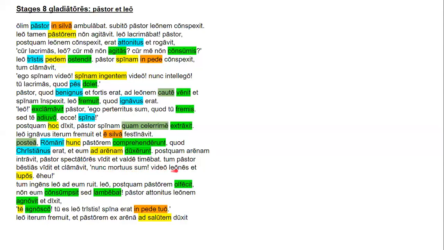Video leones et lupos. So video is the first person present tense verb from video, means I see. I am seeing. You can translate it either way. I see is probably better. Leones, it is accusative, third declension, plural. So lions. Et lupos. Lupos is a second declension accusative plural of lupus, which means wolf.